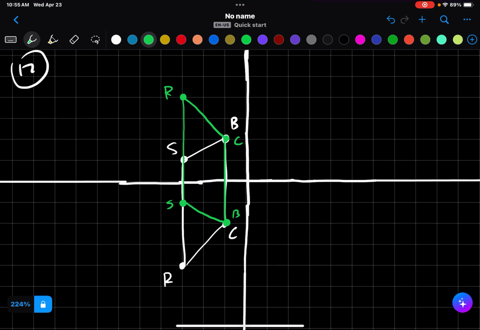And boom. The green, and again, it's kind of difficult to see because the two are sitting on top of each other, but the green is the reflection of the white four-sided shape being reflected across the X. So there you go. That's number 12.